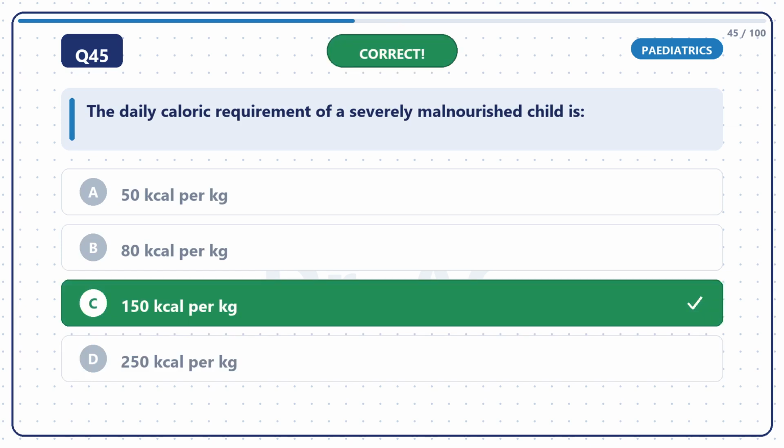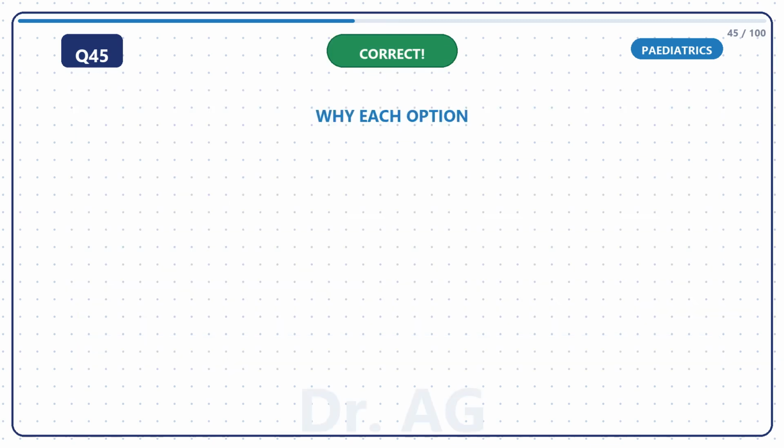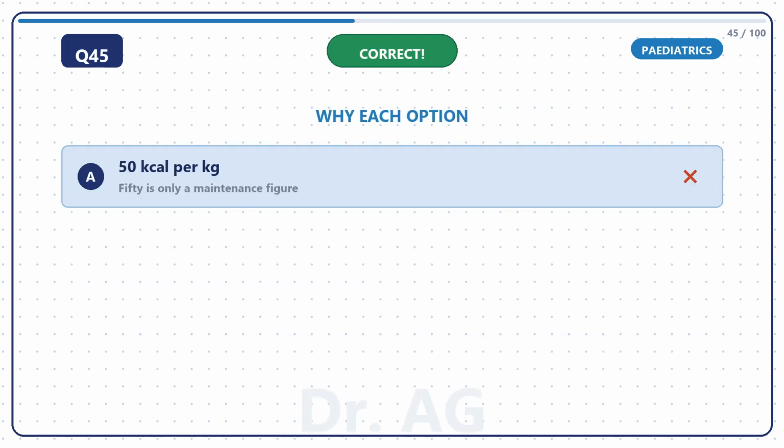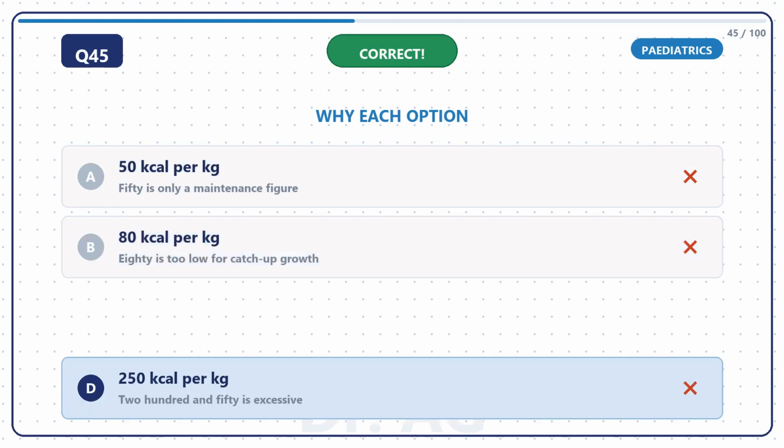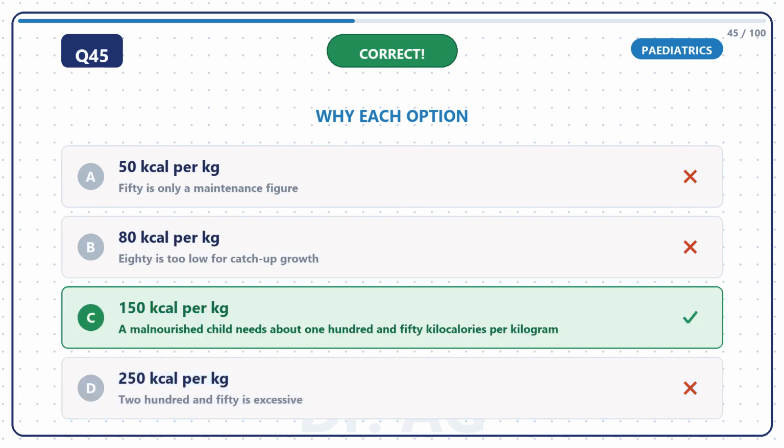The correct answer is option C, 150 kilocalories per kg. Let's go through the options. 50 kilocalories per kg. 50 is only a maintenance figure. 80 kilocalories per kg. 80 is too low for catch-up growth. 250 kilocalories per kg. 250 is excessive. And the correct answer is 150 kilocalories per kg.